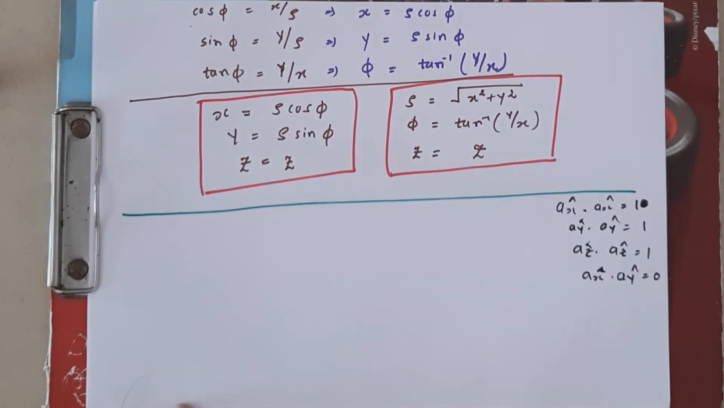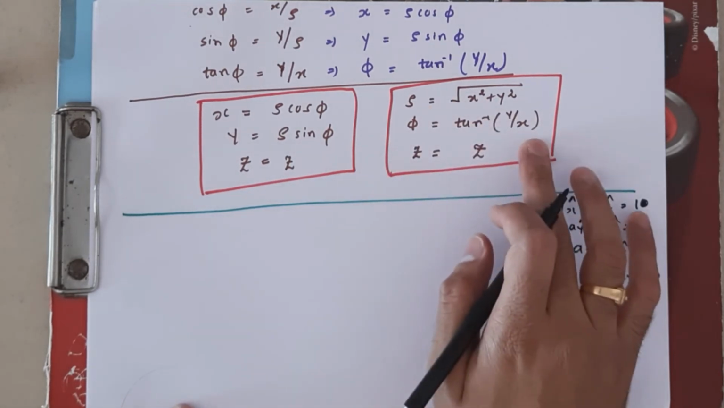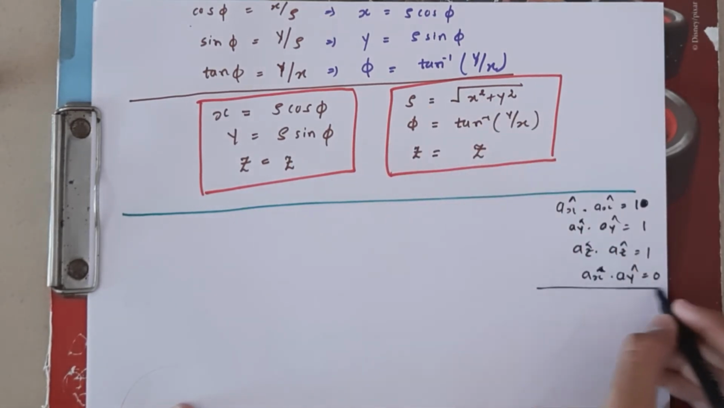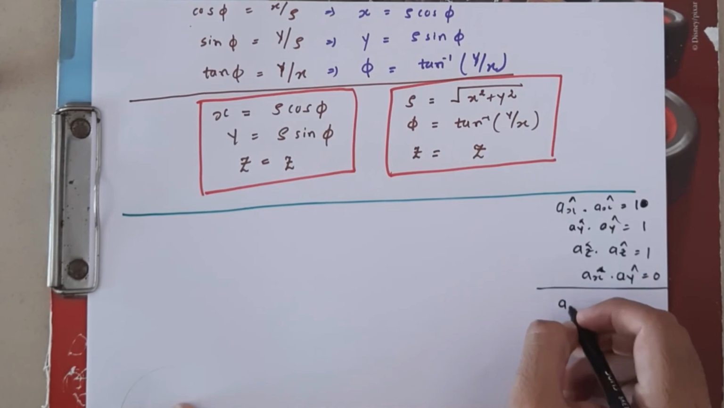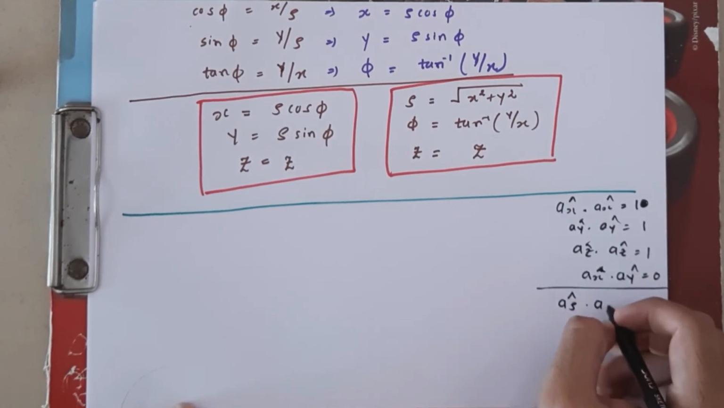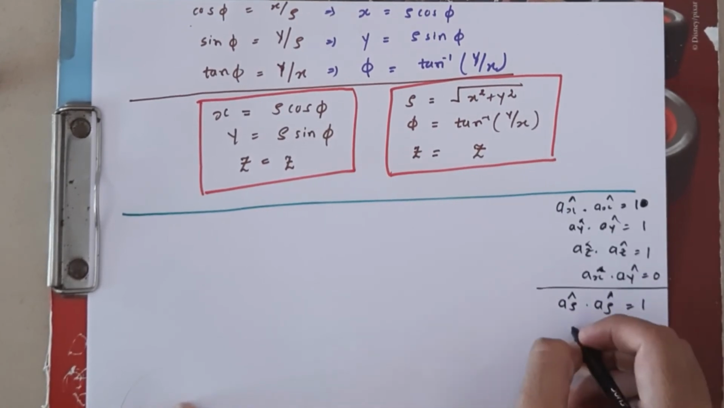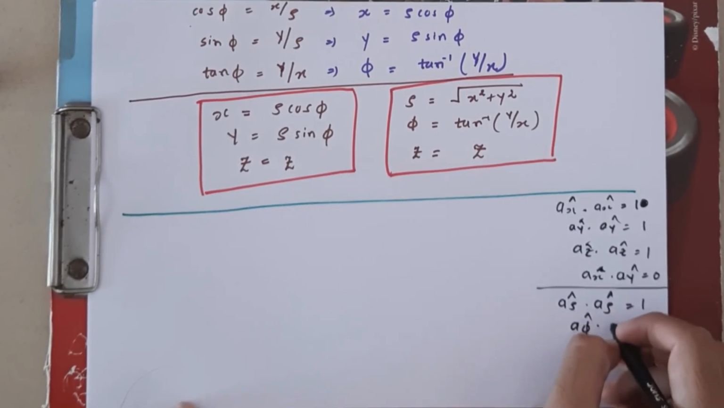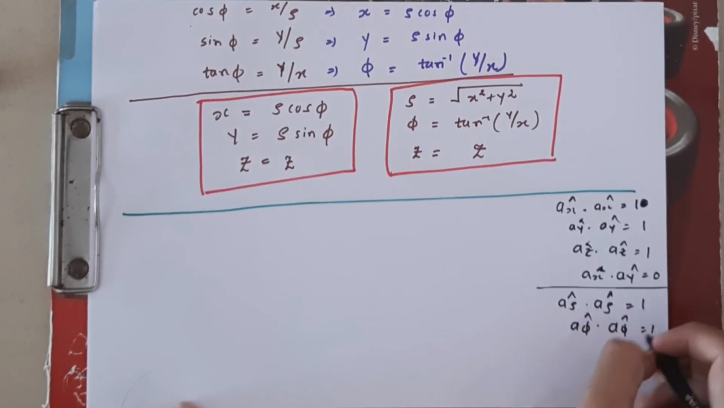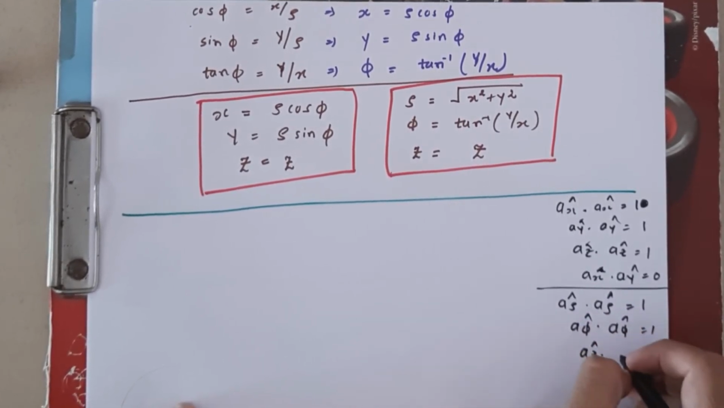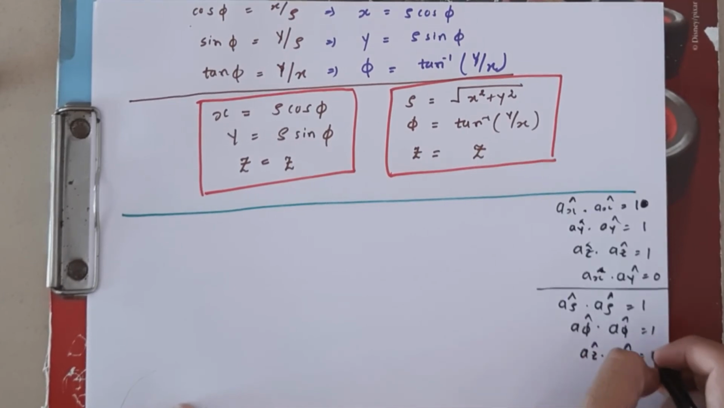Similarly, we can write for the cylindrical coordinate system also: a rho dot a rho is 1, a phi dot a phi is 1, and az dot az is 1.